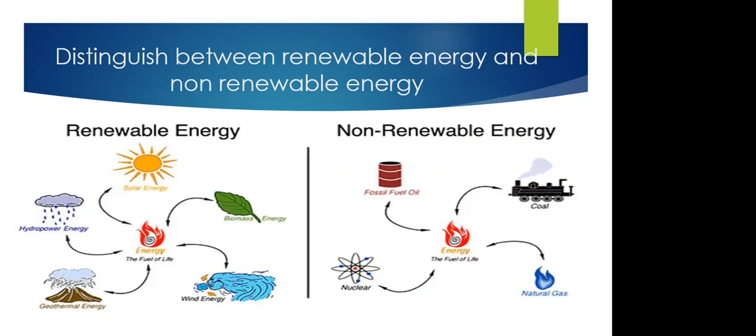Next is non-renewable energy. Renewable energies are biomass energy, solar energy, wind energy, geothermal energy, and hydropower energy. And non-renewable energy: coal, natural gas, nuclear, fossil fuel, oil. What is coal? Coal is a black or brownish-black sedimentary rock formed as rock strata called coal seams.